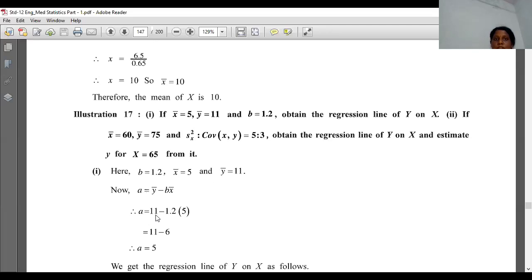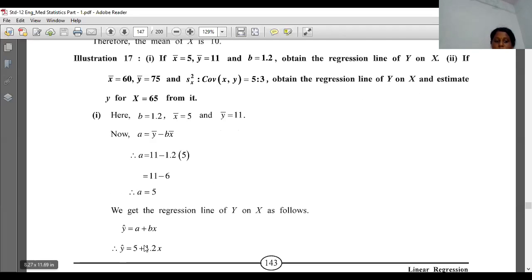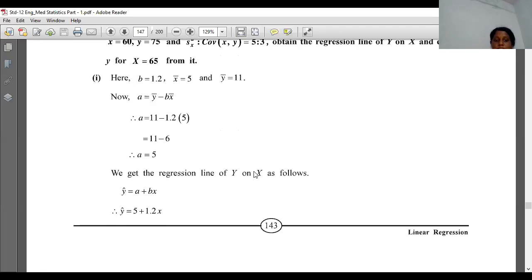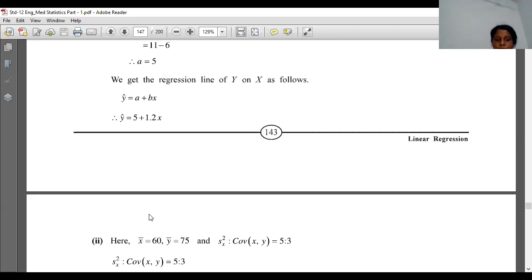So we will substitute the values. y bar is 11 minus b is 1.2, x bar, here we have taken x bar as 5. That is 11 minus 6. The value of a is 5. Now we get the regression line of y on x is y cap equal to a plus bx. So substitute the values. So we will be getting 5 plus 1.2x.